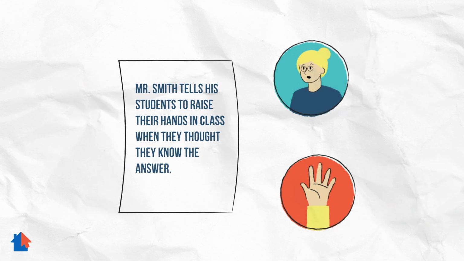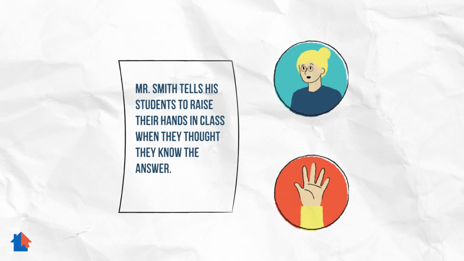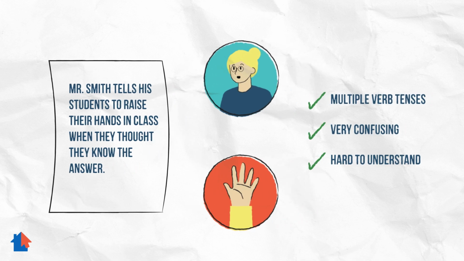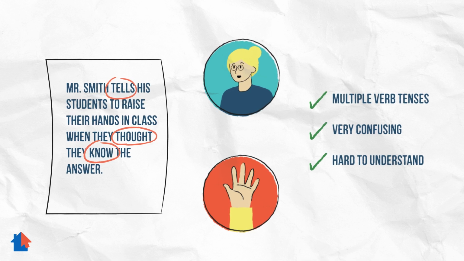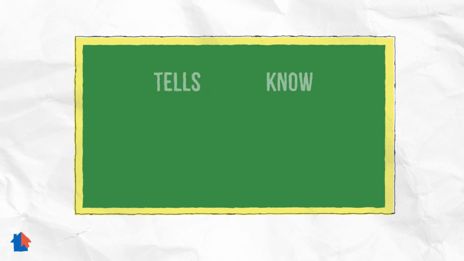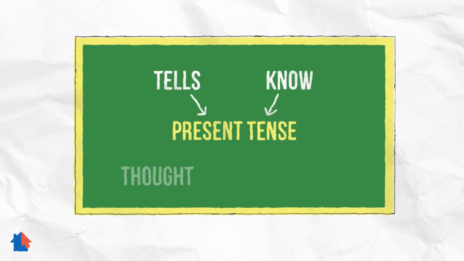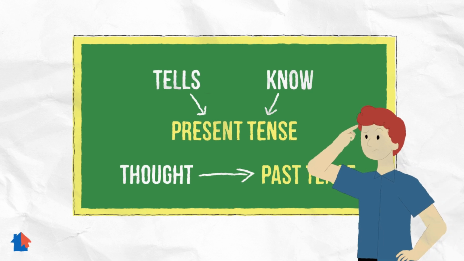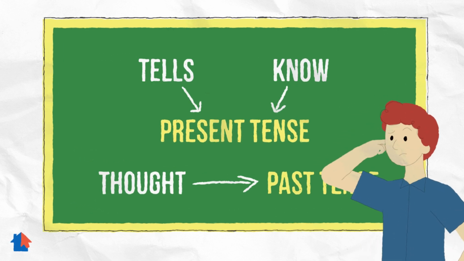Example 1. Mr. Smith tells his students to raise their hands in class when they thought they know the answer. In this sentence, multiple verb tenses were used, making the sentence very confusing and hard to understand. The first thing to note is that the verb tenses tells, thought, and know do not agree with each other. Tells and know are in the present tense, while thought is in the past tense. The reader doesn't know if we are talking about the present or the past.